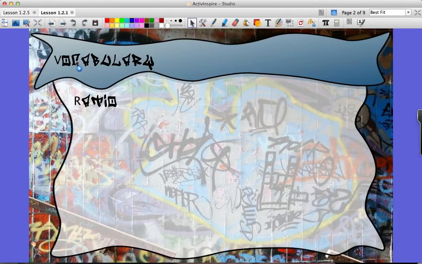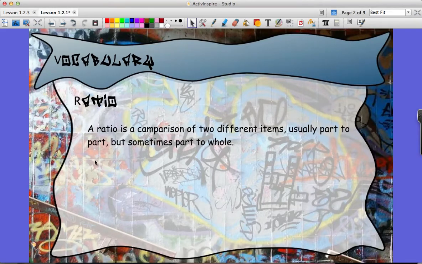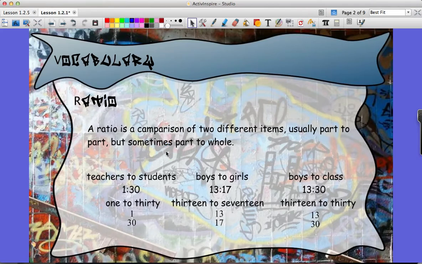So first we need to know what is a ratio. A ratio is a comparison of two different items, usually a part to a part, but sometimes it can be a comparison of a part to a whole. Right, so what we're talking about here is if I were to look at a class and look at the ratio of teachers to students. Teacher is a part of a class, students are a part of a class, so this would be a part-to-part ratio.